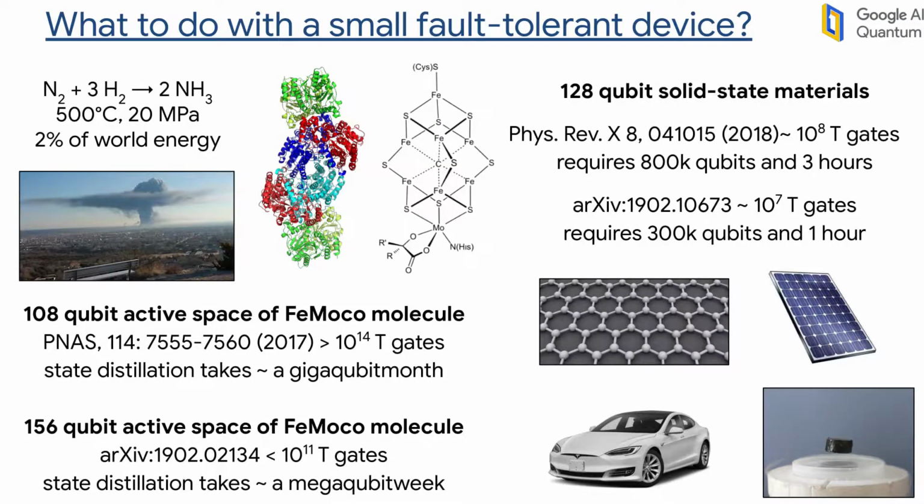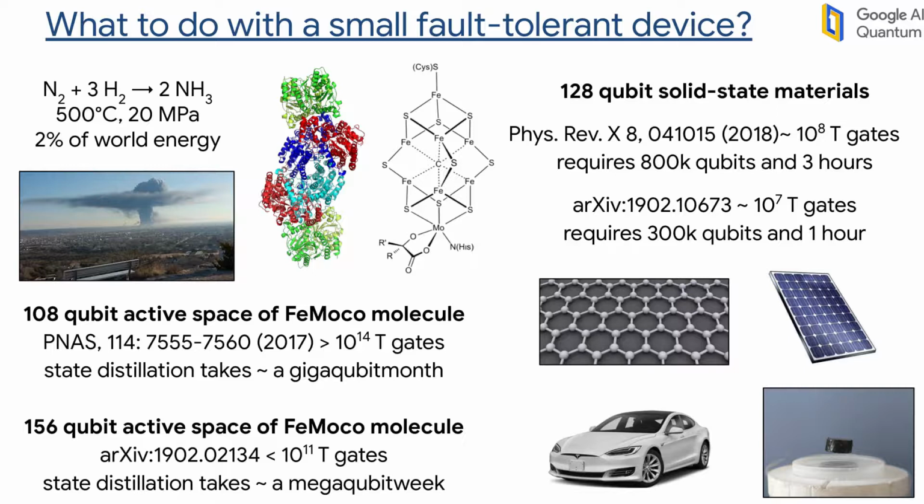So specifically, what kinds of problems do we want to solve? Well, one problem that's received a lot of attention is this problem of nitrogen fixation. So this is how humans make fertilizer, basically. And 70% of the nitrogen atoms in your body have been through a reactor doing this. It consumes about 2% of the world's energy, and fertilizer plants explode sometimes, and it's not a very green process.